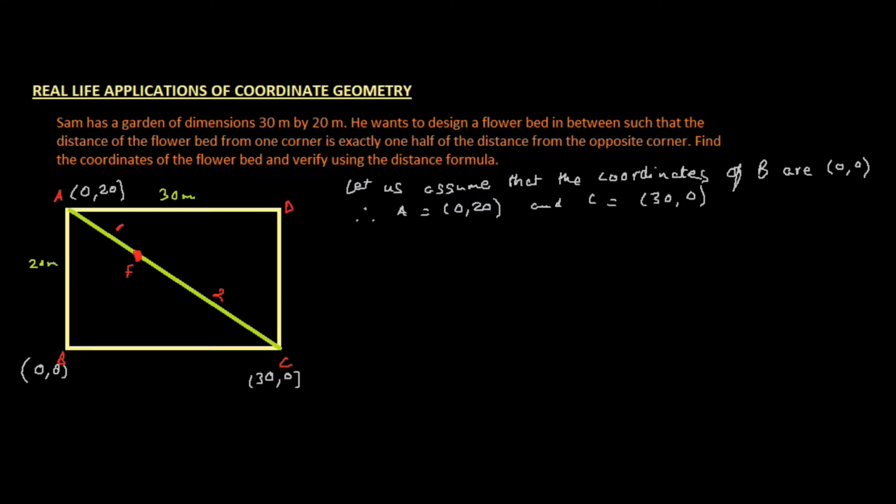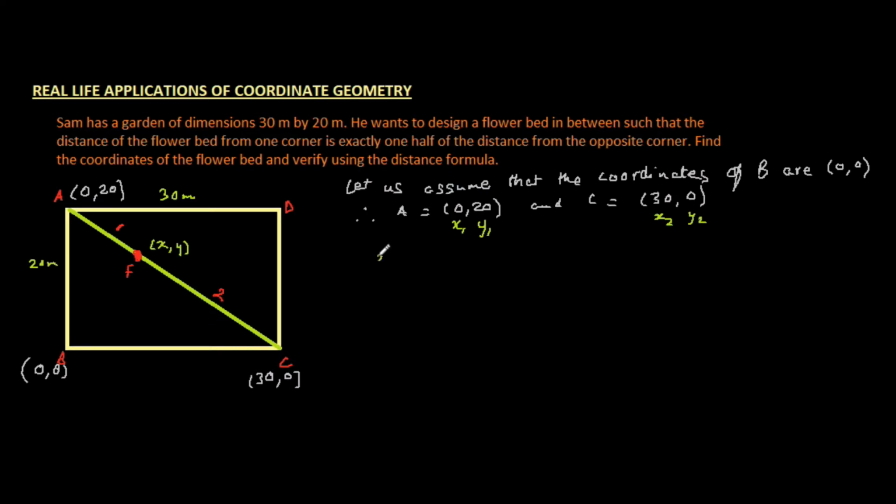Now we'll take this as x1, y1, x2, y2, and we need to find the section formula such that it divides AC in the ratio 1:2. And since we want to find the coordinates of point F, which let us say is x, y, then we need the section formula for that. So let us start with the section formula for that.